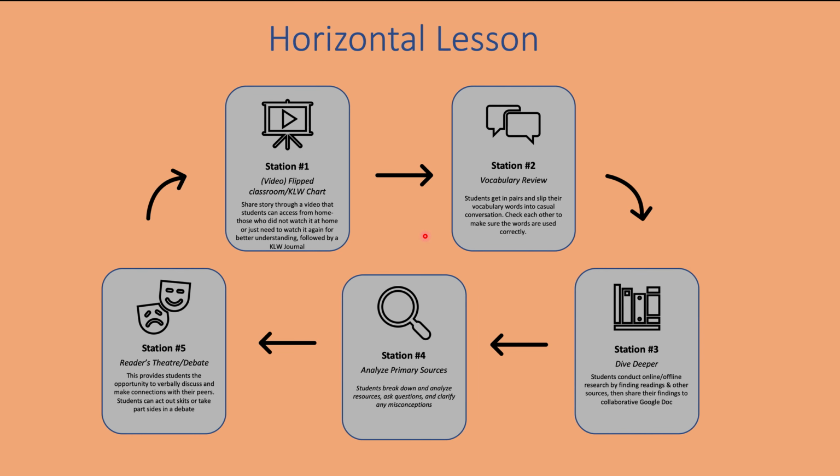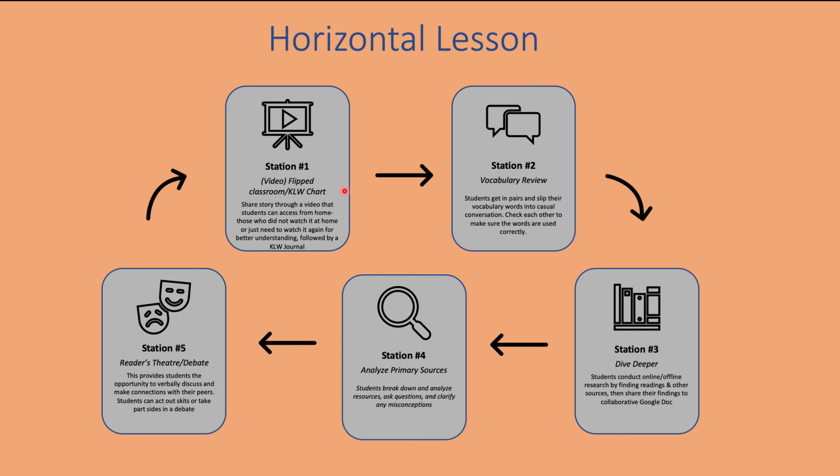So here's the horizontal lesson. I switched a few things around. So instead of me just telling the story, I might find a video or create a video on my own and have students watch the video at home if possible, but if they can't, they can watch it in class. And this is just a way for students to, if they have watched it, they can watch it again for better understanding. And then also it says a KWL chart.